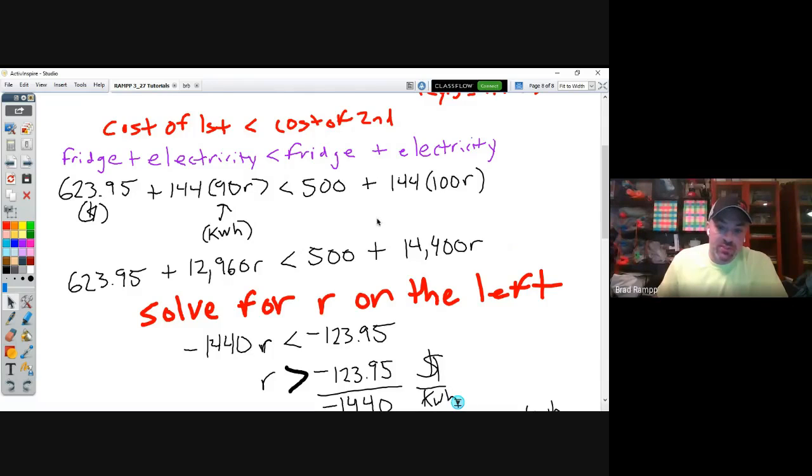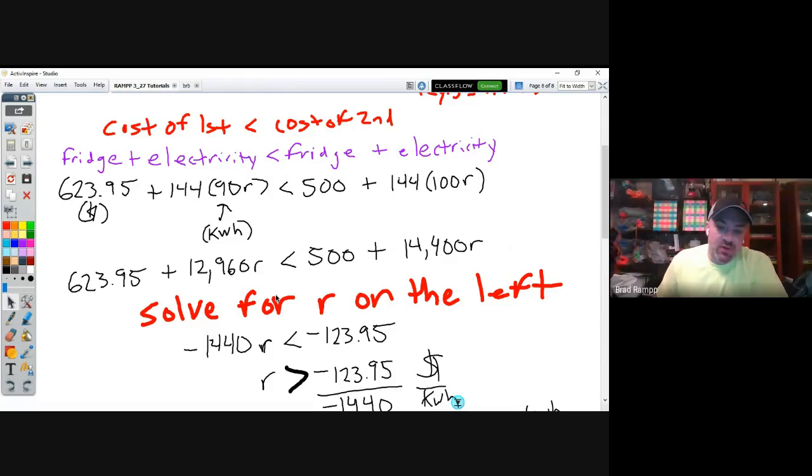So let's go ahead and simplify the things we know. We can multiply the 144 months by the kilowatt hours being used. So 144 times 90 gives us 12,960 R. And for the second fridge, 144 times 100 is 14,400 R.